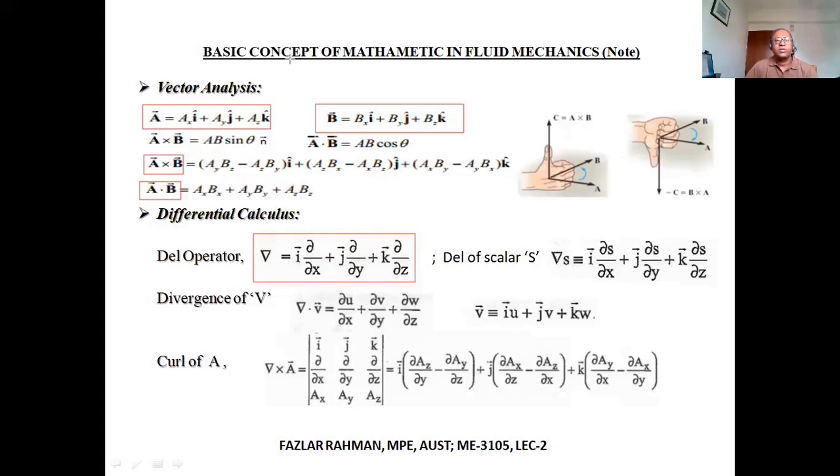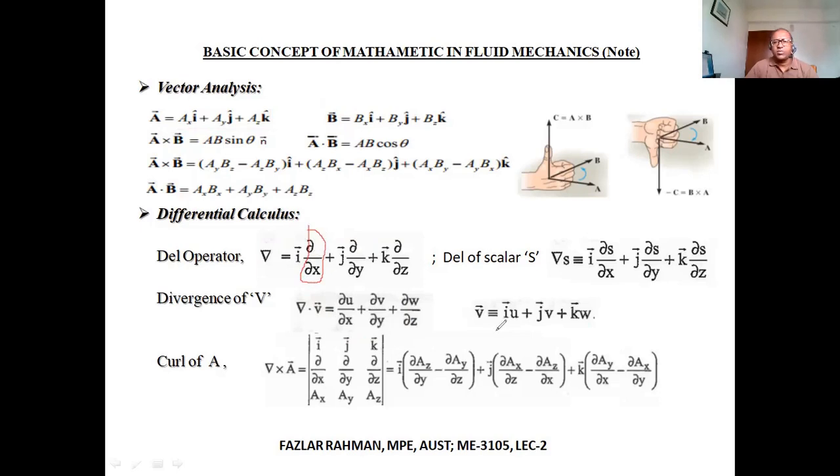If you use del U, then everywhere there will be U with the del operator. And if you have a vector V and make a dot product with the del, the result will be a scalar, not a vector quantity.